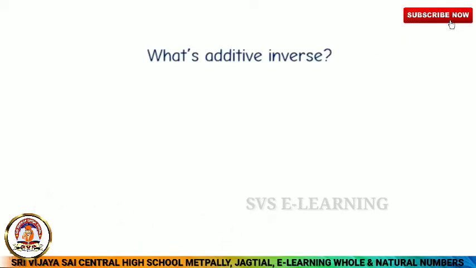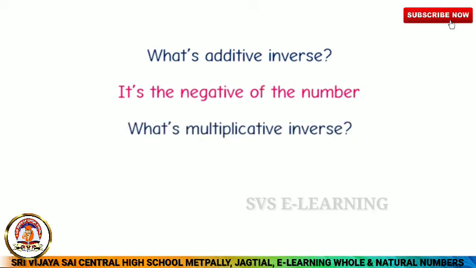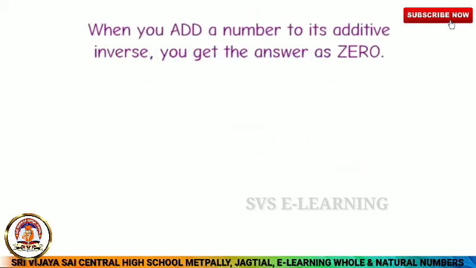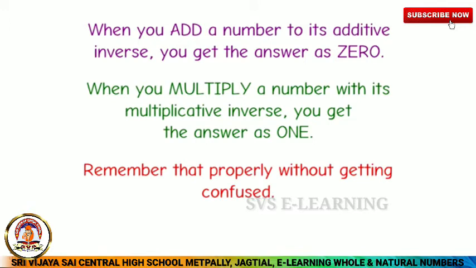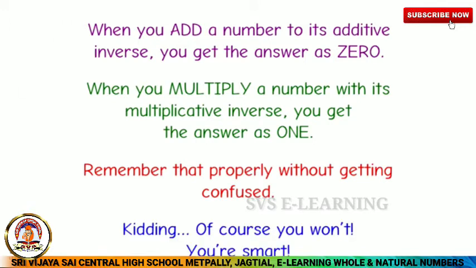What's additive inverse? It's the negative of a number. What's multiplicative inverse? It's the reciprocal of a number. When you add a number to its additive inverse, you get the answer as 0. When you multiply a number with its multiplicative inverse, you get the answer as 1. Remember that properly without getting confused. Kidding, of course you won't, you're smart.